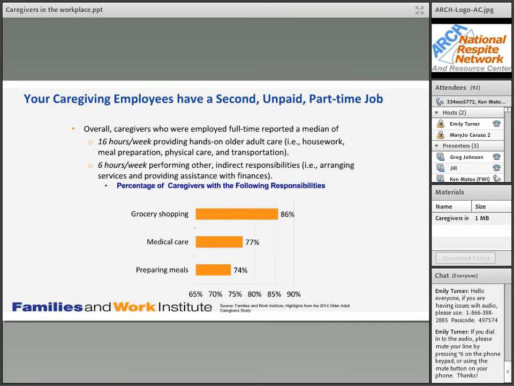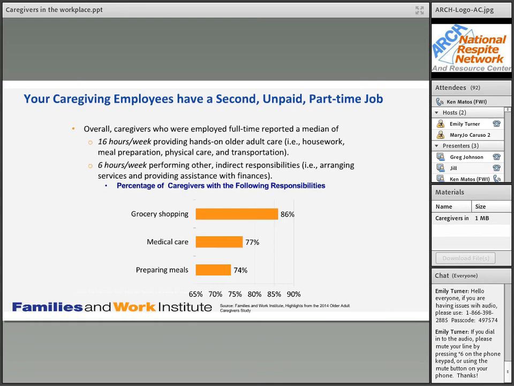And they spend about 6 hours per week performing other responsibilities such as arranging services or assisting with finances, more of the external facing activities. Some examples of the kinds of things, 86% said they were doing grocery shopping, 77% said they had medical care responsibilities for their elder, 74% said they were preparing meals.